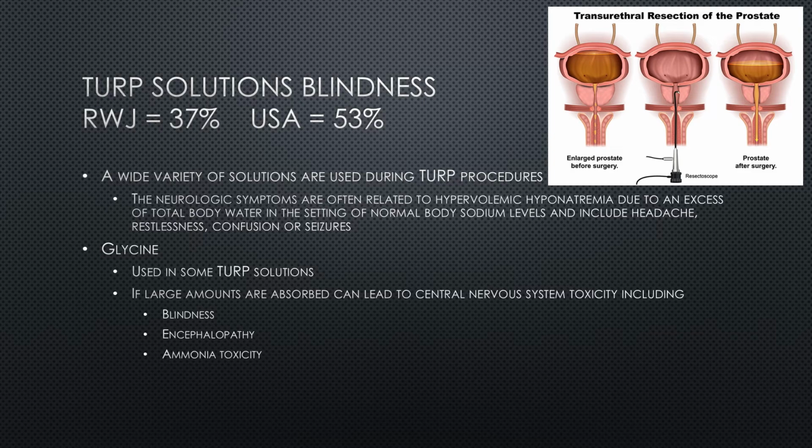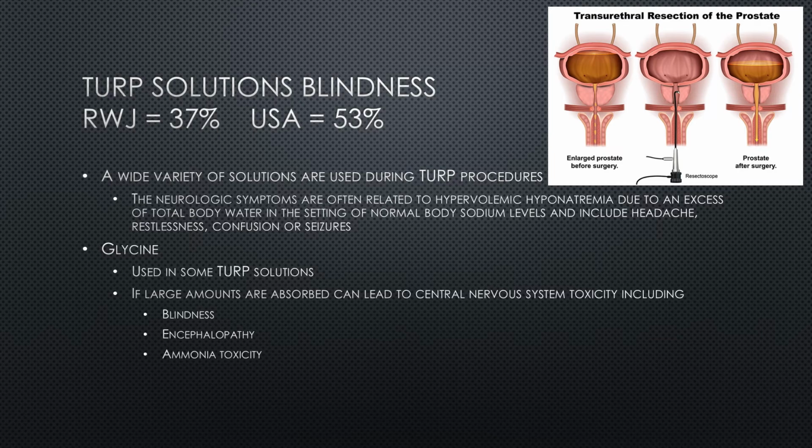All right, our next keyword is TURP solutions and blindness. So this overall was a pretty tough question. Only about half of the country got this one right. Essentially, there are lots of different solutions that are used during TURP procedures, and there really is no perfect solution out there. They each have their own issues, but one of the more tragic complications from a TURP solution is blindness. So this can be caused by glycine.